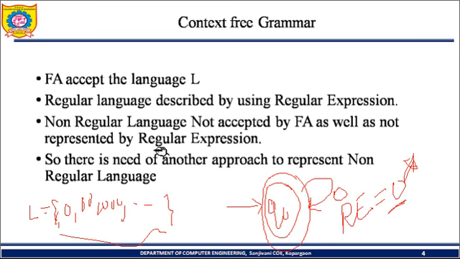But there are some languages which are other than regular languages. For example, if I consider one more example, L = {00, 000, 00000, 0000000, 00000000000, ...}, like this. Now it is not possible to represent this language. This language is nothing but 0 to the power p, where p is a prime number. Here it is not possible to draw its equivalent finite automata, nor to represent this language by means of a regular expression. So there is a need for another approach to represent such non-regular languages as well.